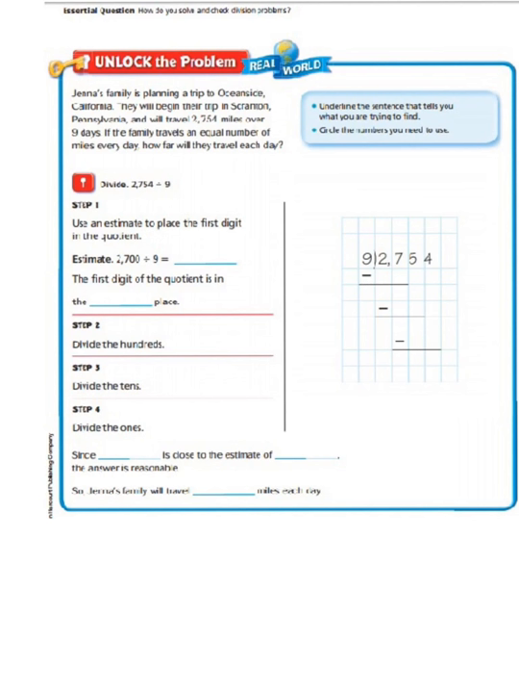Let's begin by taking a look at our essential question. How do you solve and check division problems? Well, let's begin by taking a look at our Unlock the Problem.